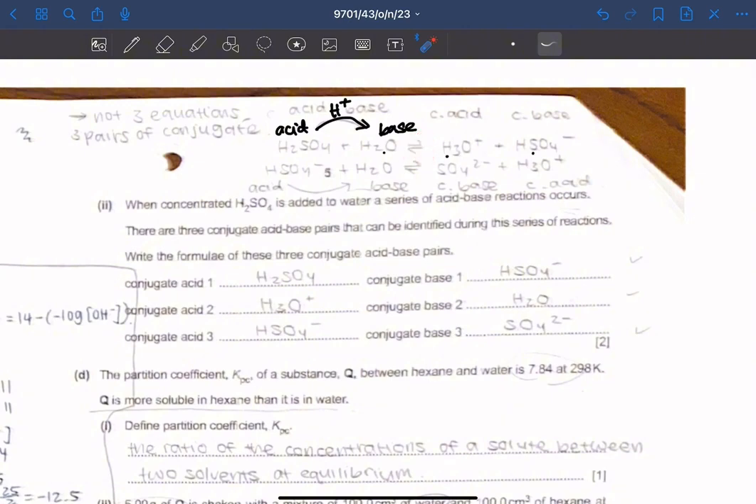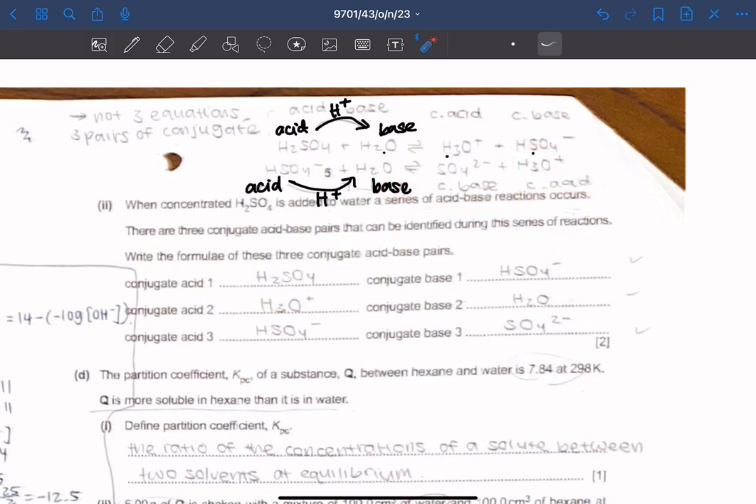Next equation would be HSO4- reacting again with water, because there's still an H+ ion that could be lost from the compound. So HSO4- loses an H+ ion. Because proton donors are acids, it's an acid. Proton acceptors are bases, so water acts as a base once again. And then HSO4- forms SO4 2- only, which is a conjugate base because it was initially an acid. H2O forms H3O+, initially a base, forms a conjugate acid.